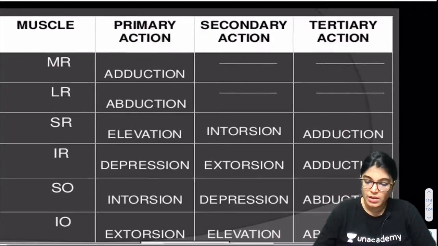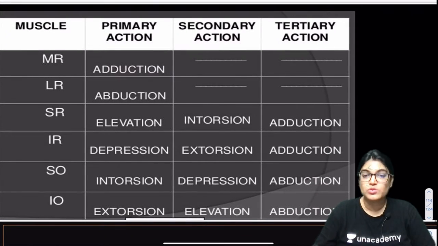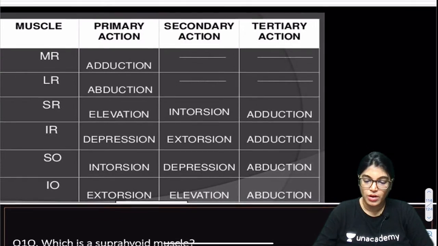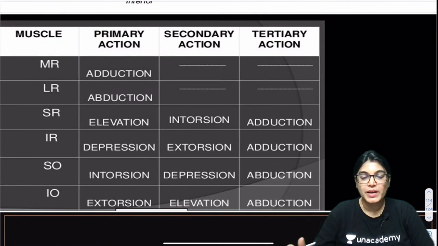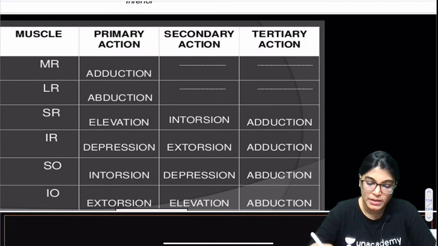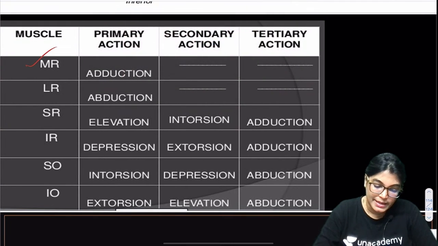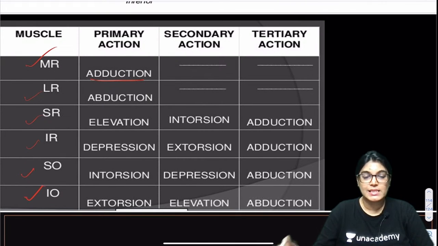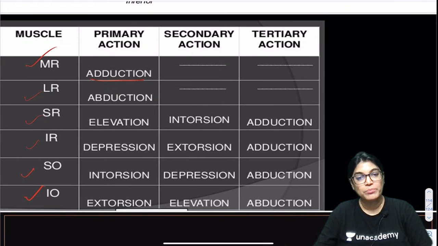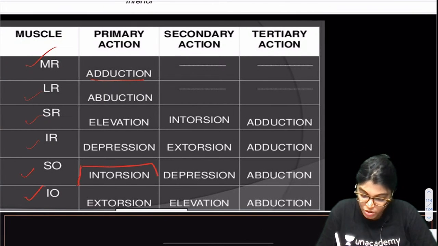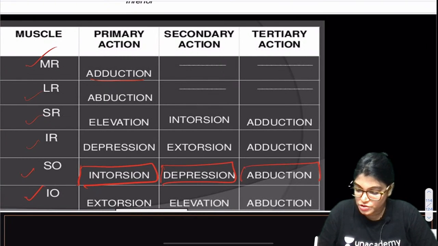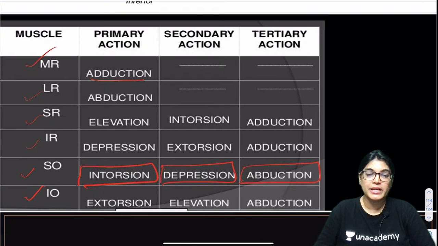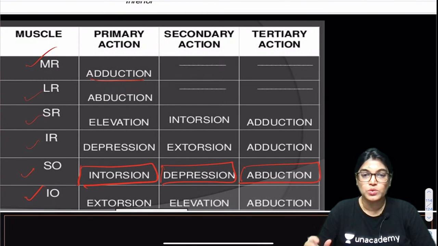So everyone, we have already done this, but I have included it for those who want to revise the action of all extraocular muscles. This is very useful. You can just click a photo of this and take a screenshot. It will be easy for you to remember. This is showing medial rectus primary action. There is primary, secondary and tertiary action for lateral rectus, superior rectus, inferior rectus, superior oblique, inferior oblique. Here you can see superior oblique muscle is causing intorsion, depression and abduction. So all the primary, secondary and tertiary actions have been listed there. I think this will be useful for you, those who want to revise.